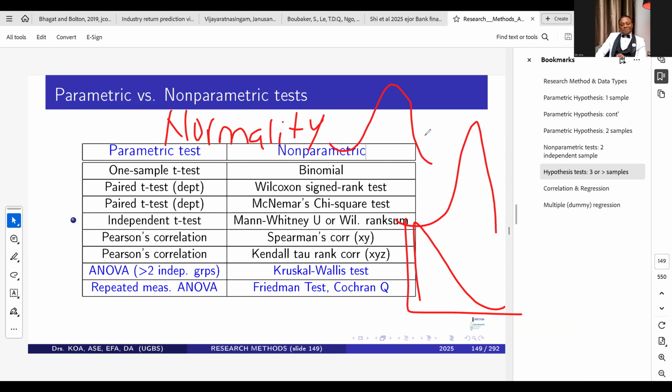So every parametric test has got its non-parametric equivalent, its non-parametric version. Learn them. Learn each one of them. Know the parametric equivalent of any non-parametric test, and know the non-parametric equivalent of a parametric test.